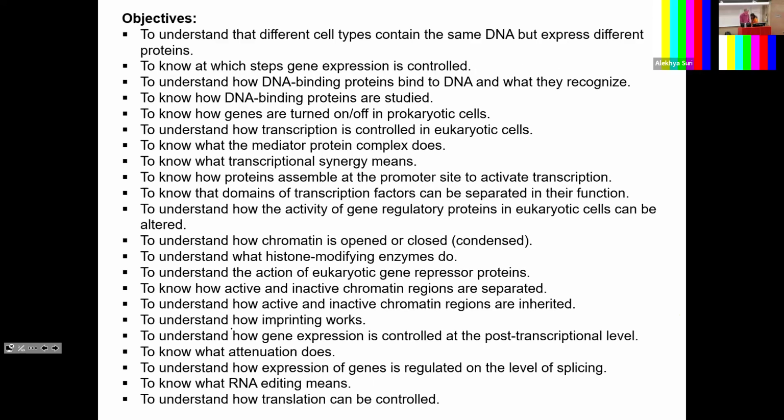Thank you. So these are the objectives. I'm not going to read this. This should just give you a little guidance in preparation for the exam. So we will more or less cover everything that's here.